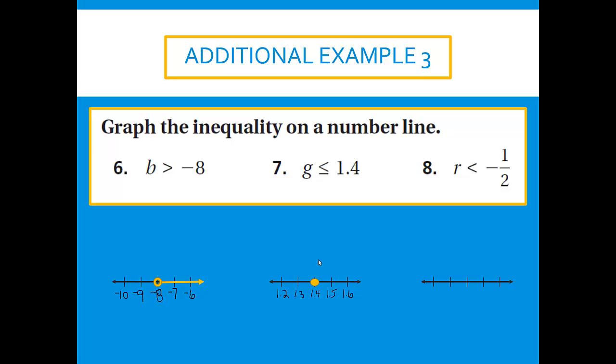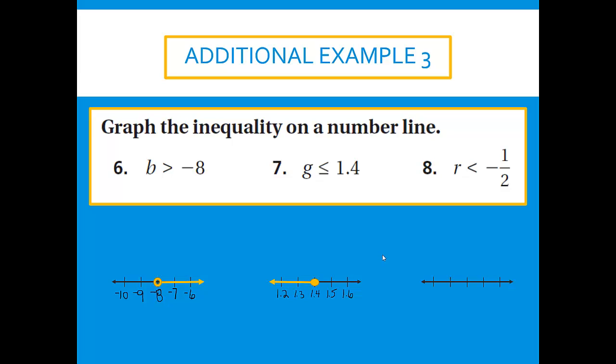Now I can check numbers on each side. So 1 and 3/10, if I plug that in, 1 and 3/10 is less than or equal to 1 and 4/10. And that is true. So I'm going to shade to the left. If I tried a number on the right-hand side, 1 and 5/10, I would see that it's not true. 1 and 5/10 is not less than or equal to 1 and 4/10.